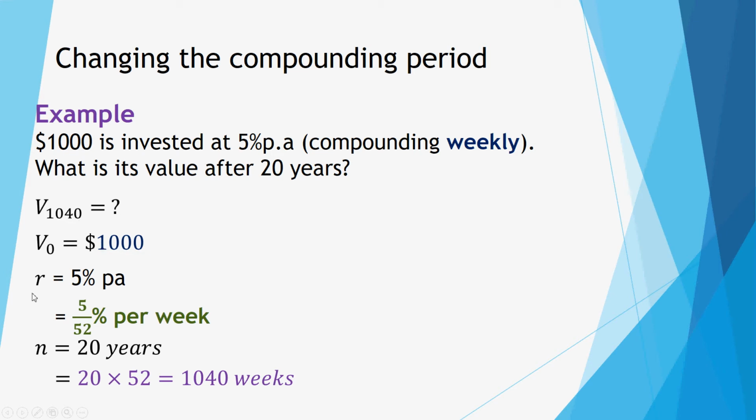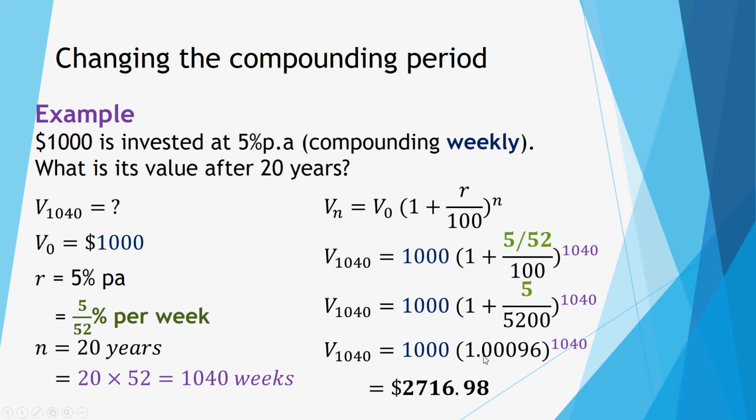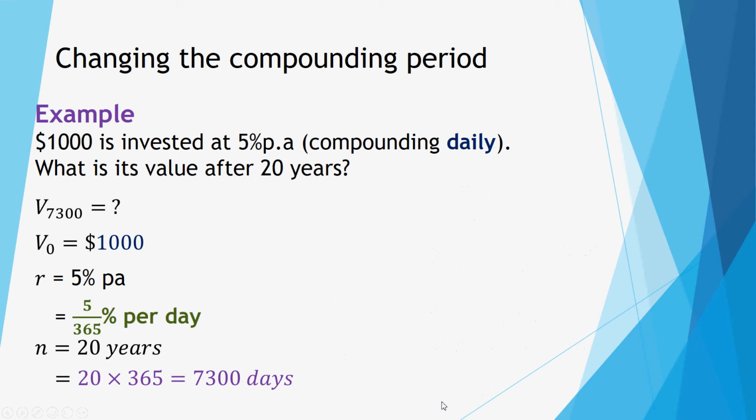Initial investment of 1,000, a rate originally of 5% per annum, but when we divide it by the 52 weeks in a year, we get it back to a rate per week. Our rate and our terms are in the same units, so we can substitute those into the equation. Again, the 5 over 52 divided by 100 can be expressed as 5 over 5,200, raised to the power of 1040 for the number of weeks, and of course multiplied by the original investment of 1,000. Gives us a return of $2,716.98.